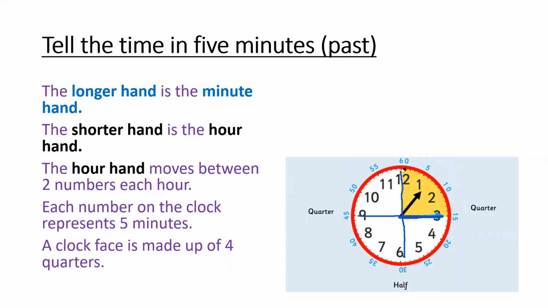I'll just get rid of all of this nice and quickly. Brilliant. We know that each of these numbers represents 5 minutes. So we start at 12 and we know that's 5 minutes, 10, 15, 20, 25, 30, 35, 40, 45, 50, 55, 60. So that proves that there are 60 minutes in an hour. Well done.